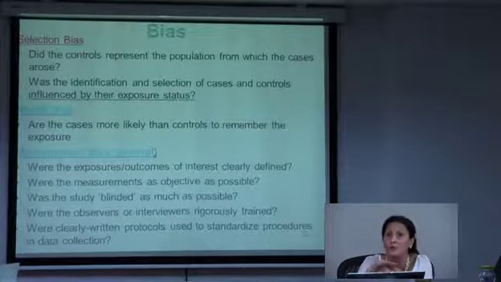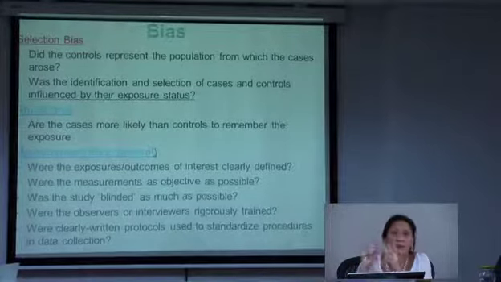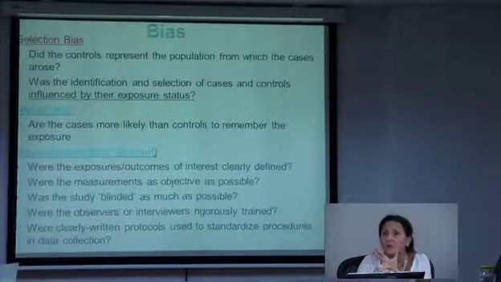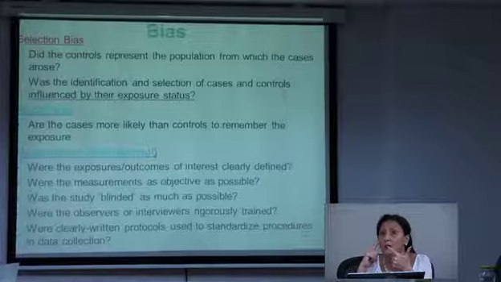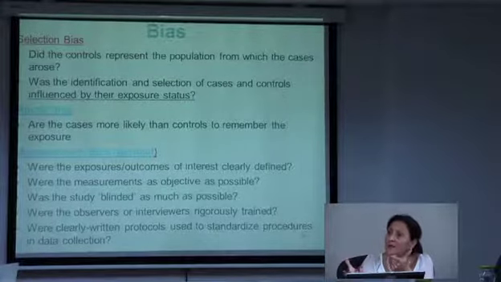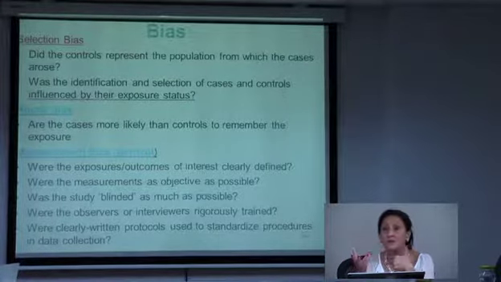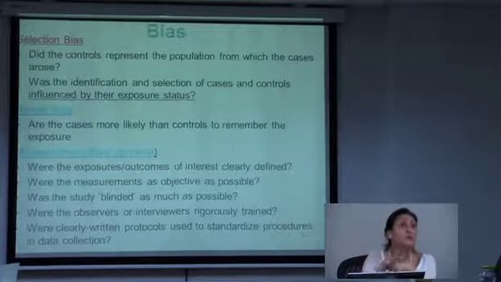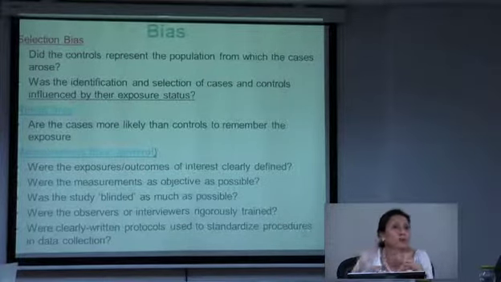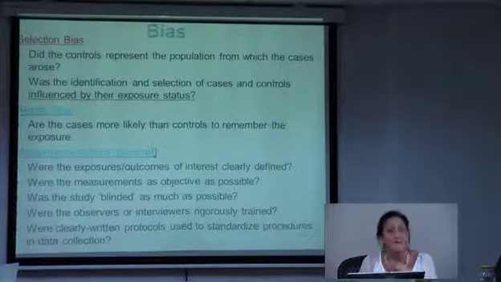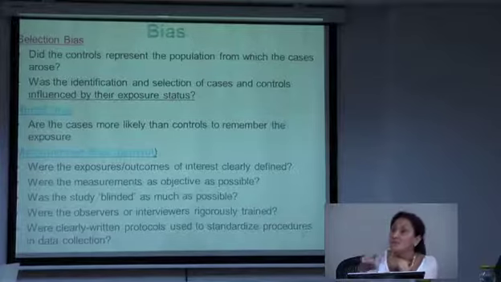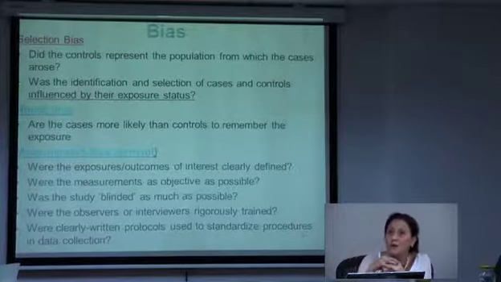Other types are measurement biases. If the exposure or the outcome of interest is not clearly defined, this could produce a measurement bias. If the measurements are not objective, you have to make sure that you have good measures and that, as much as possible, the people who collect the data are blinded, because if they know the person has lung cancer, they might probe more. They probe more to get the information because they know smoking is one of the risk factors we are looking for.